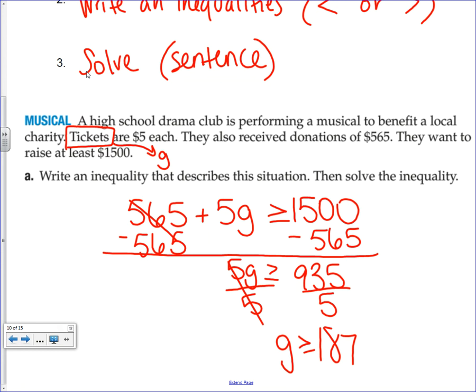They need to sell at least 187, or they need to sell more than 187. At least is good, yep. You don't have to be right equal to that, folks. So don't tell me I just need to sell 187, because it could be more than that. Are we ready to move on?